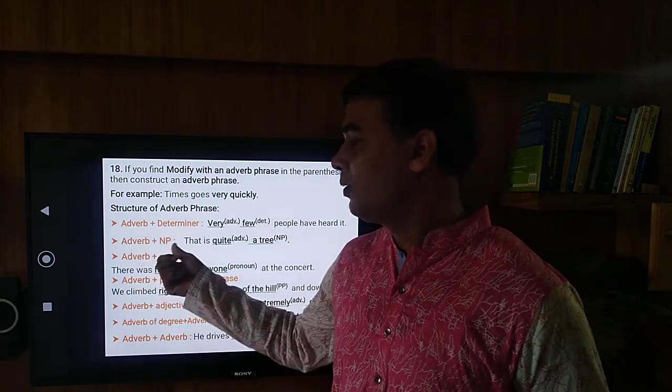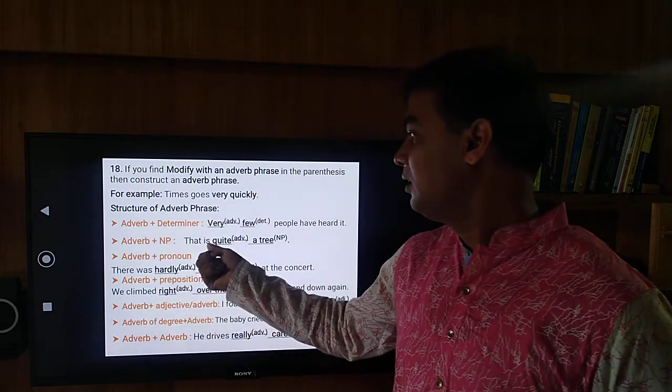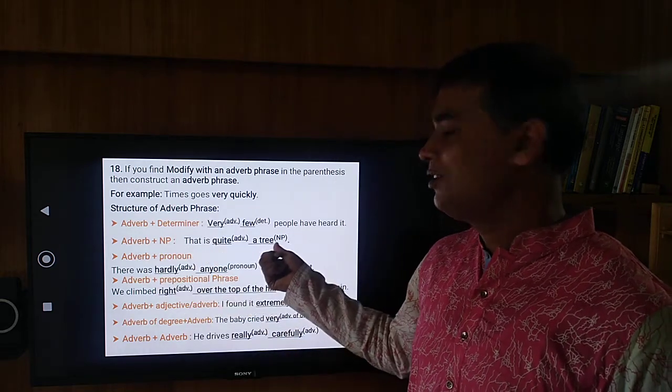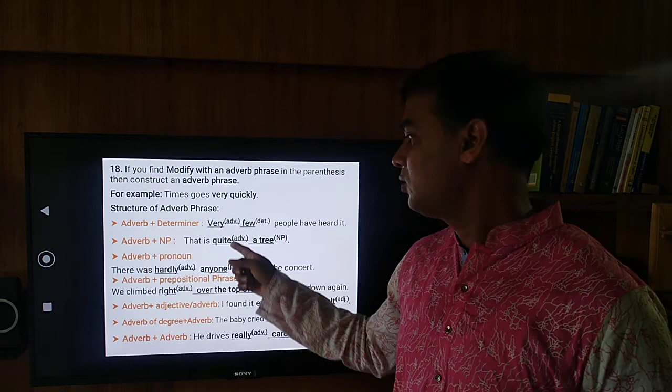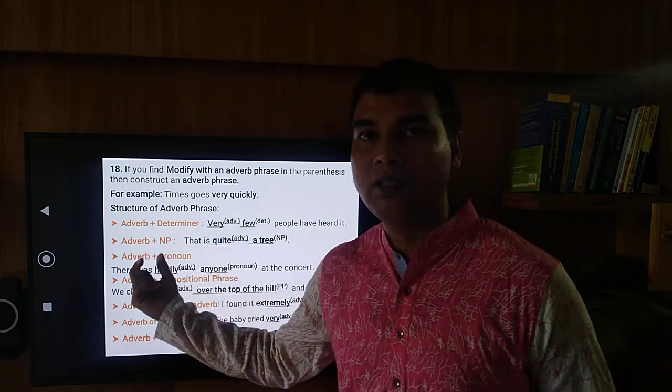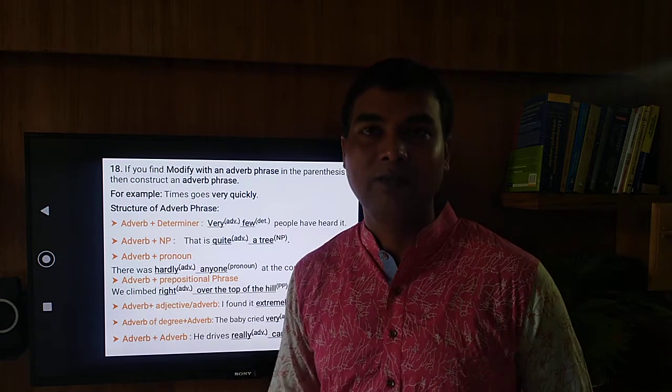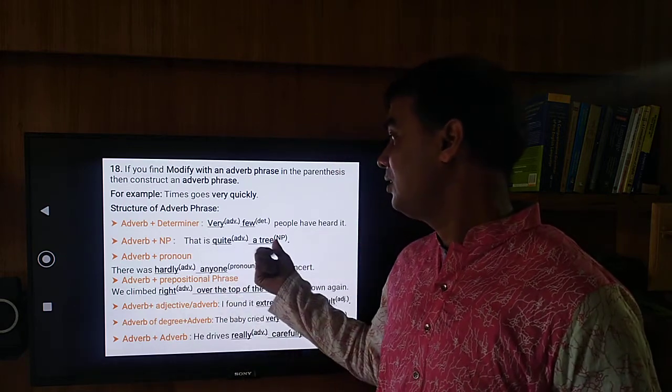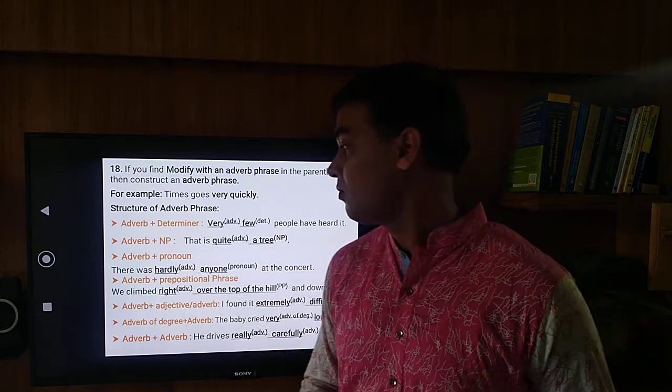Again, adverb plus noun phrase. You see, that is quite a tree. Quite, this is an adverb. A tree, this is a noun phrase. So combining this adverb and noun phrase, we can construct an adverb phrase. So quite a tree, this is an adverb phrase.